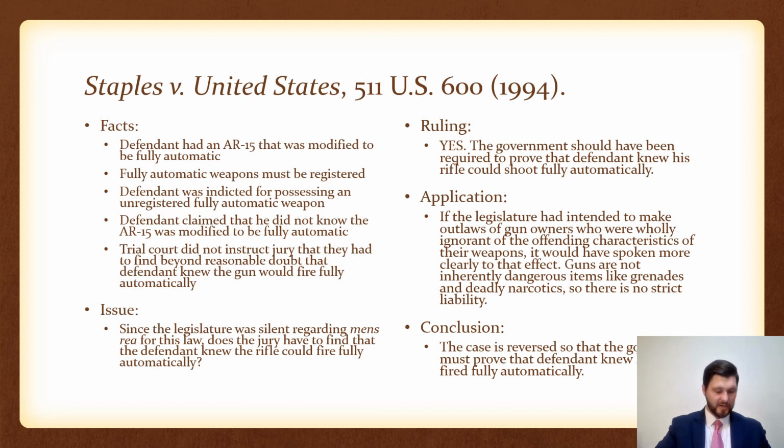And they cite a couple of cases primarily in here, which we will get to in a second. They cite the first one, which is Morissette, which we will speak about here, and another one, which is Bolint. They reasoned that guns are not inherently dangerous like grenades and deadly narcotics, so there is no strict liability. Okay? Now, of course, that's the application.